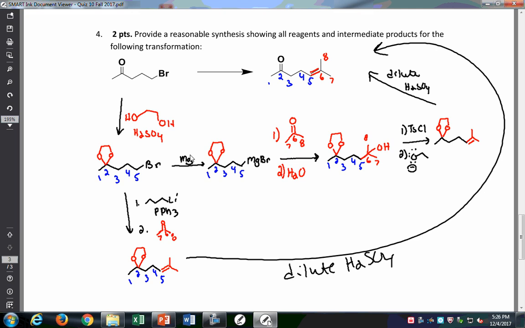Both routes work. But the key step is you have to protect the ketone first for either route. The first route had a little bit more steps, but butyllithium can be rough to work with, so you might want to avoid that. So both routes can work. Okay, lastly, any questions there before we go to the quiz from today?